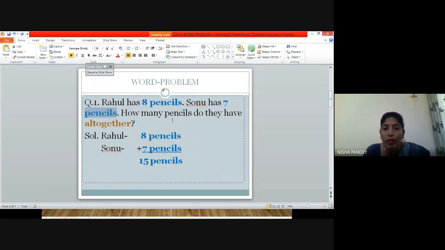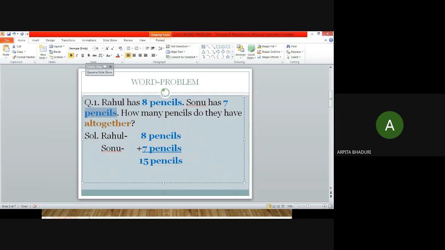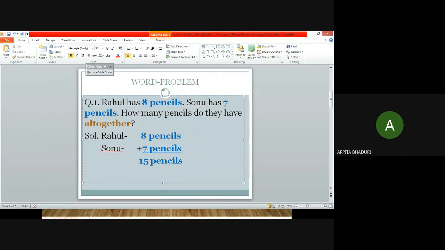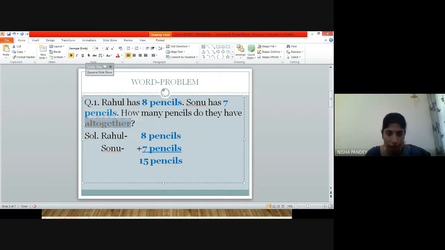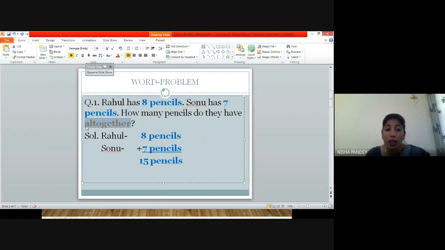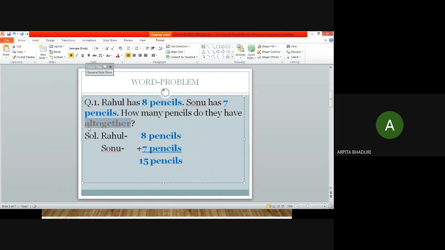So what game do we have to play? Do we have to subtract? Do we have to add? That depends on the question. So we have to see the question further. How many pencils do they have all together? As you can see, all together is also highlighted. Can you see it? Can you read the spelling of all together? Yes, ma'am. All together spelling I'm saying: A L L T O G E T H E R.